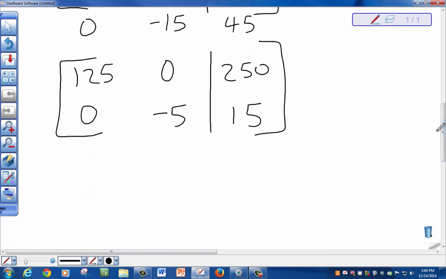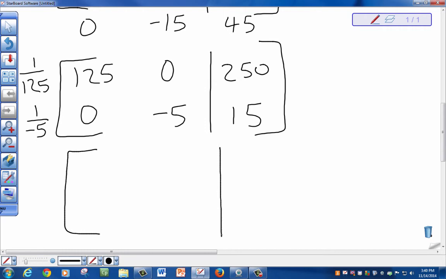For our last step, since we want 125 to become 1, if we divide it by itself, it will give us that 1 that we're looking for. As well as this negative 5, we're going to divide it by negative 5. Since we're dividing this number, that means we're going to divide this whole row by negative 5. As well on the top, we're trying to solve for 125, and we're going to divide the whole row by 125. So our new matrix will be something like this.